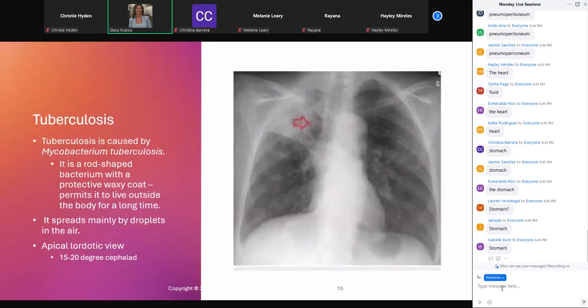Tuberculosis. Tuberculosis is caused by Mycobacterium tuberculosis. It's a bacteria that can live outside the body for a long time. It spreads by droplets in the air. That's why they have all separate droplet precautions for tuberculosis patients. The biggest question for the boards is always, what do they usually order a special view for? If they're looking for tuberculosis, that special view is the apicolordotic view, because we're looking at what part of the lungs when we're looking for tuberculosis.